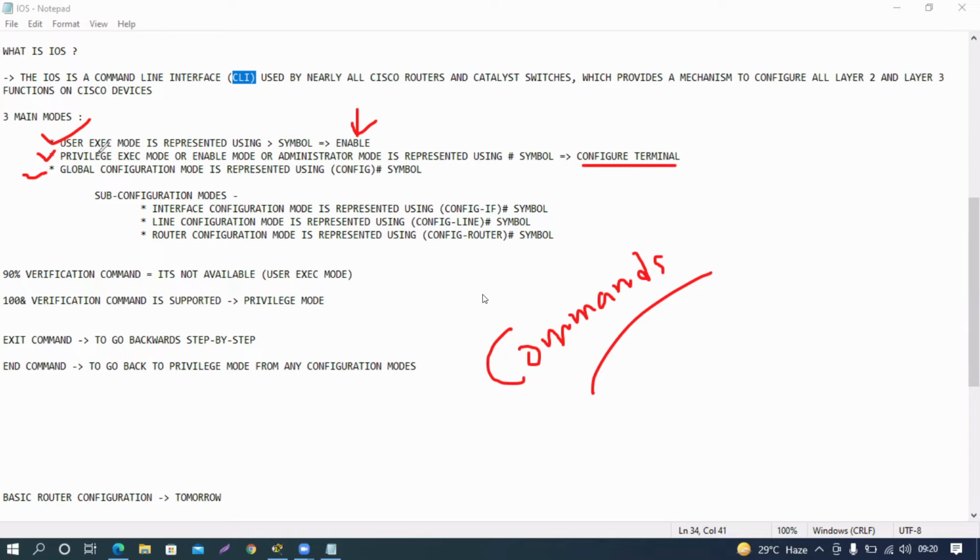These are the commands by which exactly you can move from one mode to another mode. The enable command is used to move from user exec to privilege exec mode. The configure terminal command is used to move from privilege exec to global configuration mode.